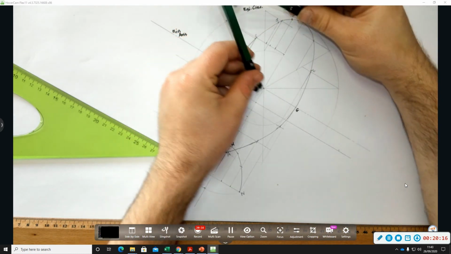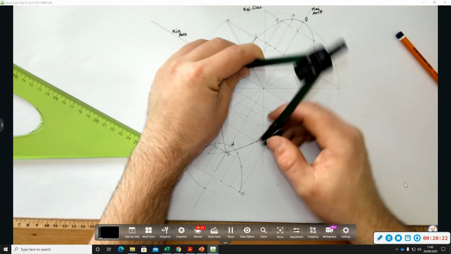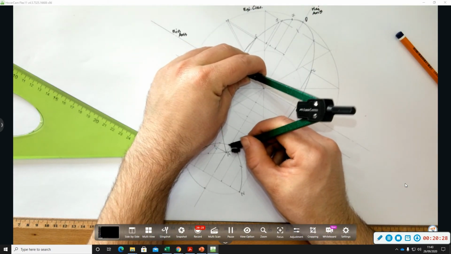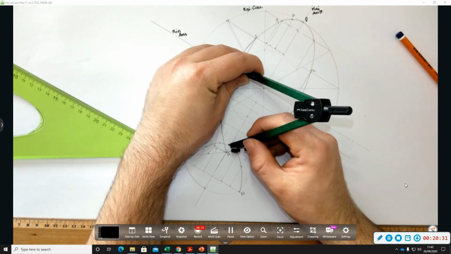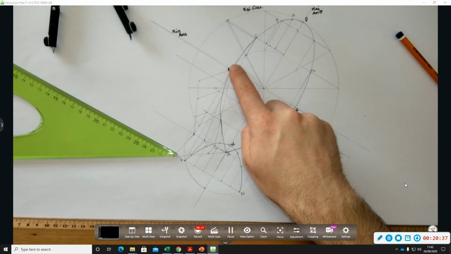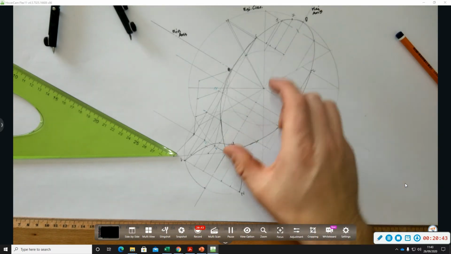Okay, so we took half the major axis and swung from the top of the minor to find the focal points. The reason that works is because F1 to any point on the curve, plus the same point back to F2, the two lines equal the major diameter. So if your point B is smack bang in the middle, F1 to B and B to F2 are equal to the major diameter, and one line is half the major.